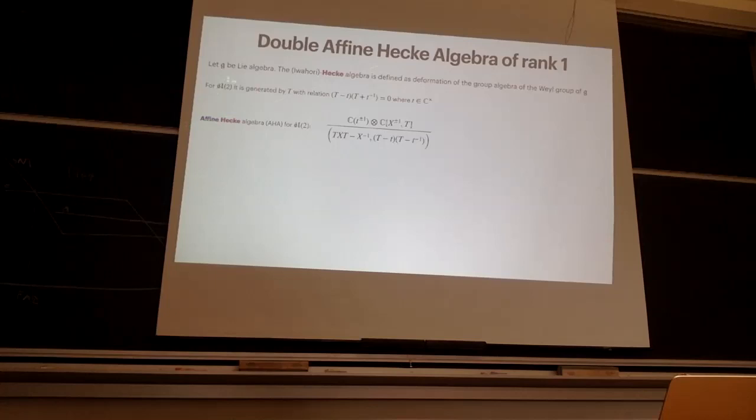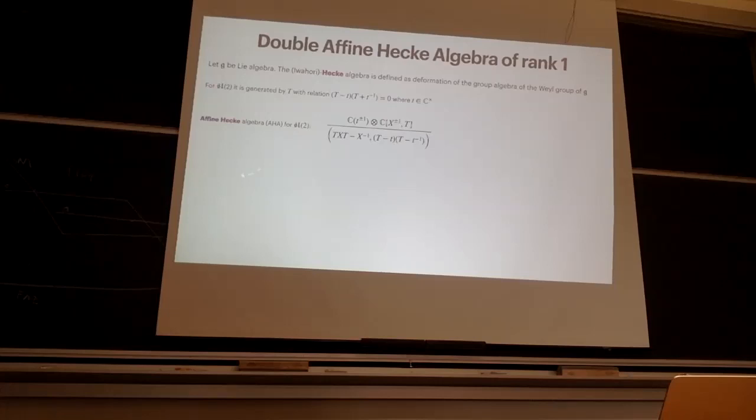So let G be a Lie algebra, and then the Hecke algebra is defined as a deformation of the group algebra of the Weil group G, right? Today we'll only be talking about SL2, so let me just give you the formula right away. It's generated by capital T, and the relation is (T - t)(T + t^{-1}) = 0, that is, T squared minus (t - t inverse) T minus 1 equals 0. Well, the little t is the parameter of deformation.